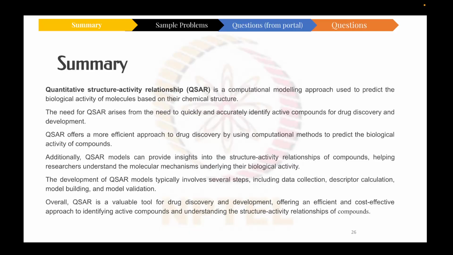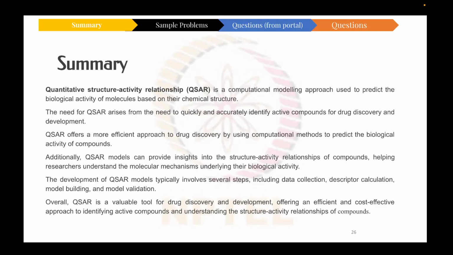So the first step in QSAR is to collect the dataset of compounds with known biological activity. The dataset should be diverse and representative of the chemical space of interest. The next step is to calculate a set of molecular descriptors for each compound in the dataset. The molecular descriptors are numerical values that represent the chemical and physical properties of the compound. So these include molecular weight, number of hydrogen bond donors, polar surface area. Then these descriptors are used as input variables in the QSAR model.